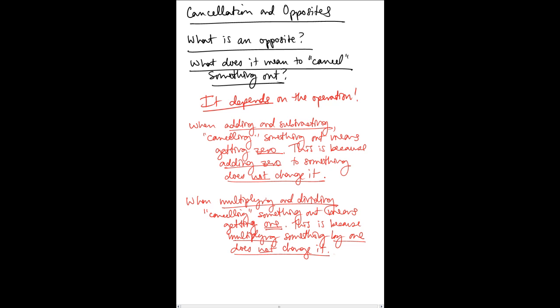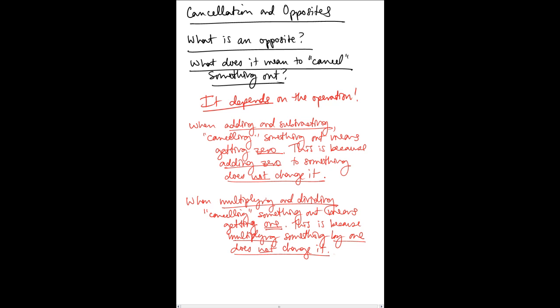So in a sense, if the only thing we're multiplying by is 1, we're sort of multiplying by nothing interesting. We've gotten rid of all the interesting stuff. This is really important to keep in mind. We want to be sure we're really aware that when we say we're canceling something, what we're really doing is getting 0 if it's addition or subtraction that we're focusing on.